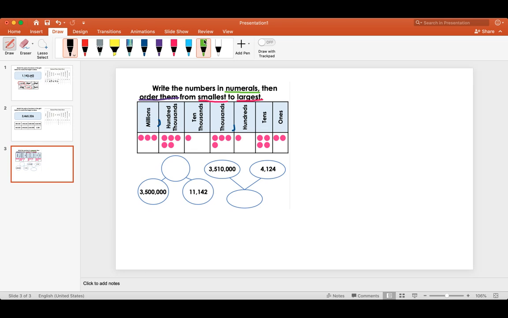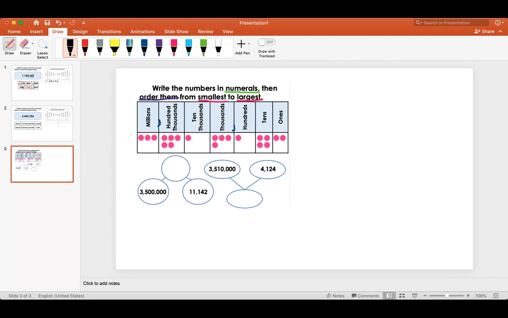So we've been presented with another type of question here, and it says to write the numbers in numerals, then order them from smallest to largest. So I've underlined some key vocabulary that you need to make sure you know the meaning of. Numerals is basically just another way of saying a figure, a symbol, just telling us it's a number.